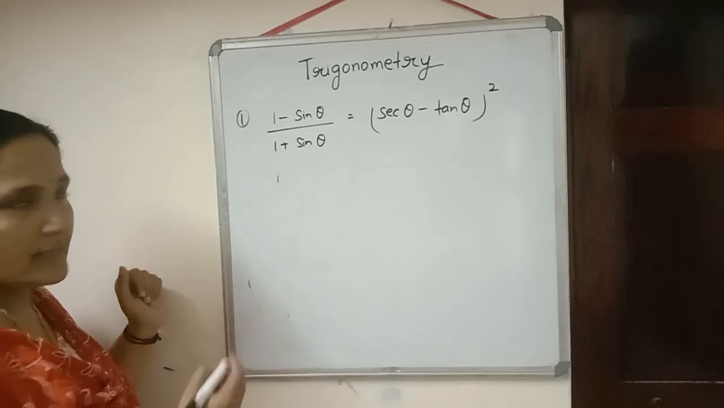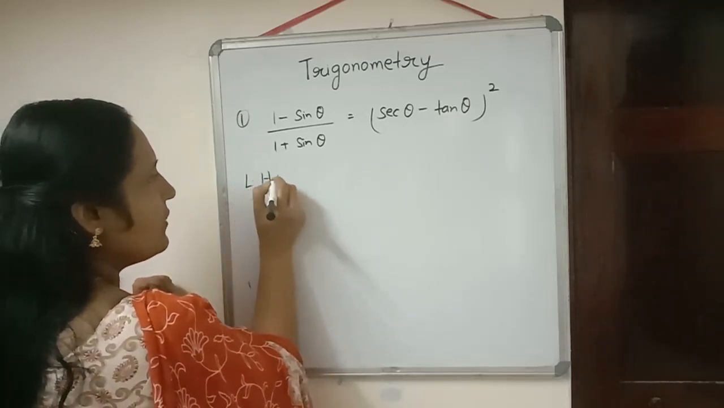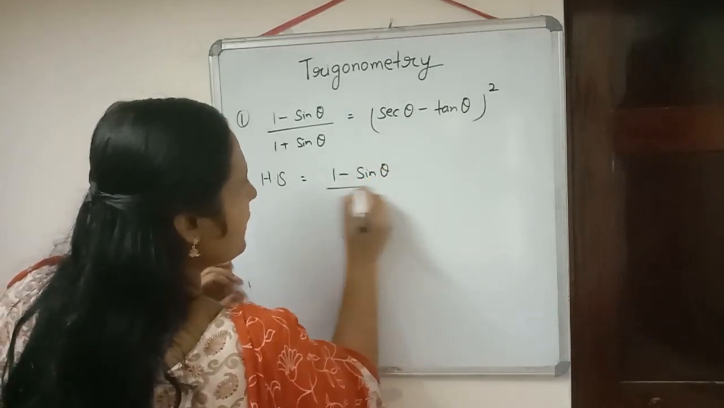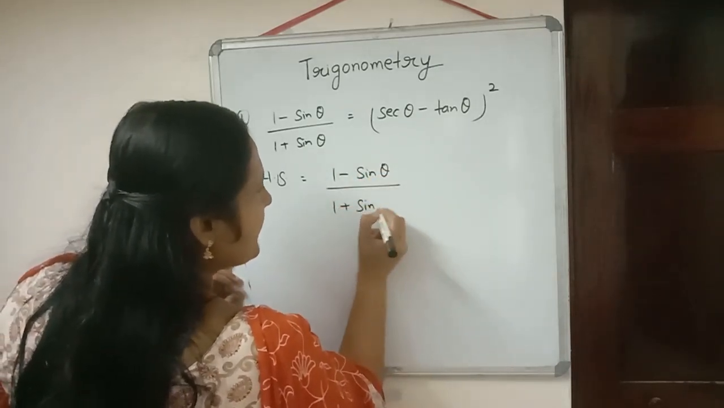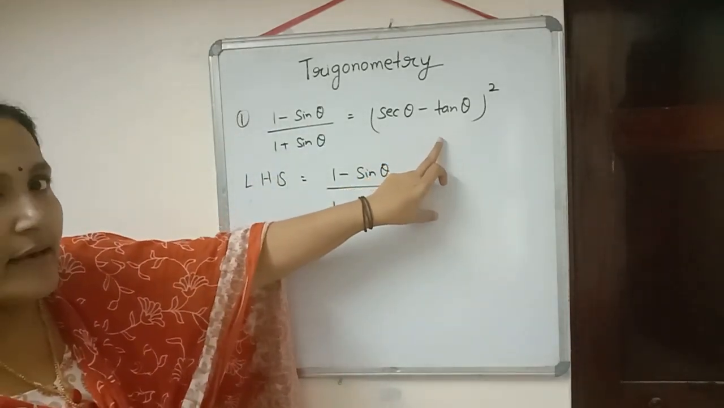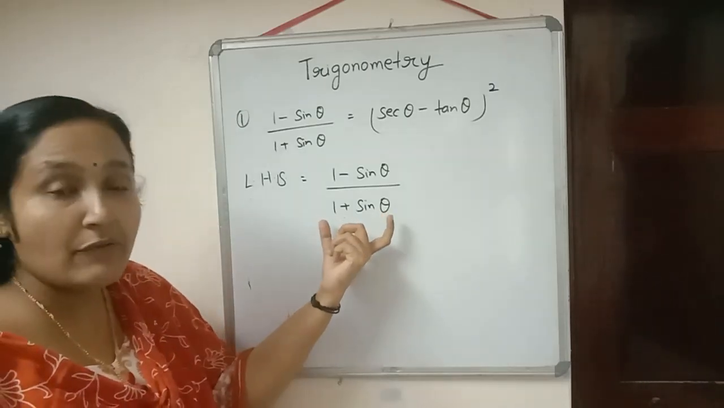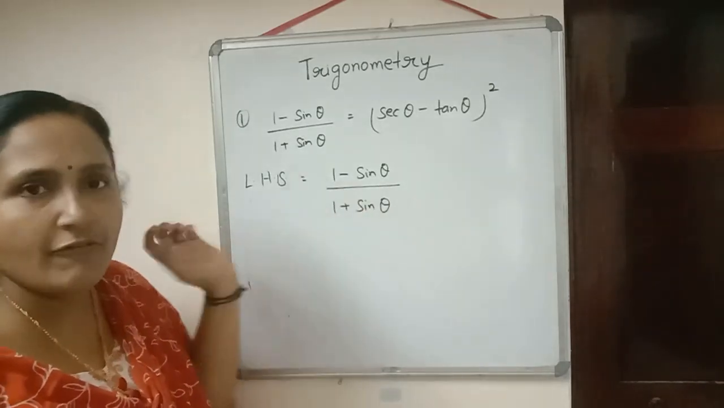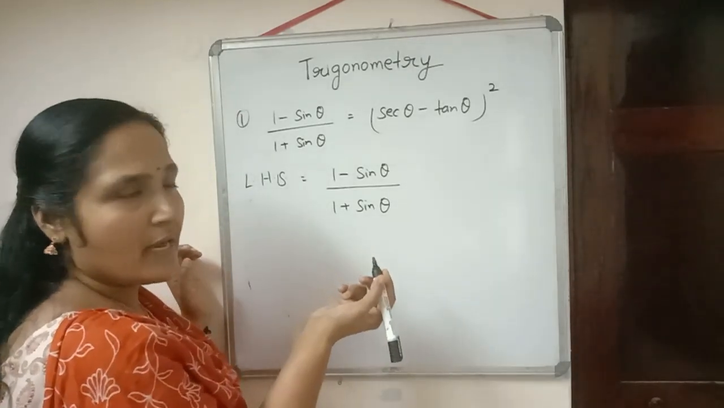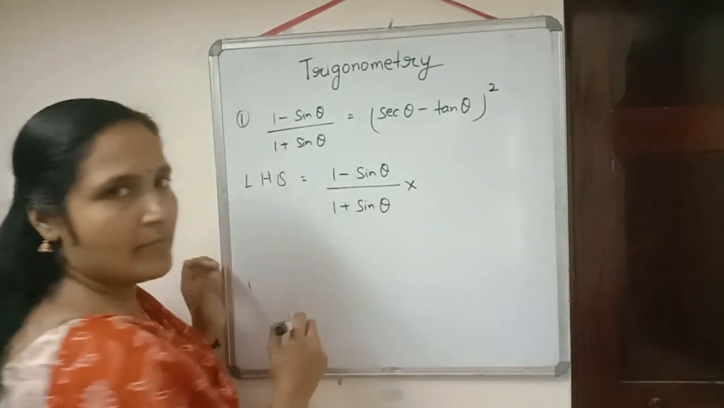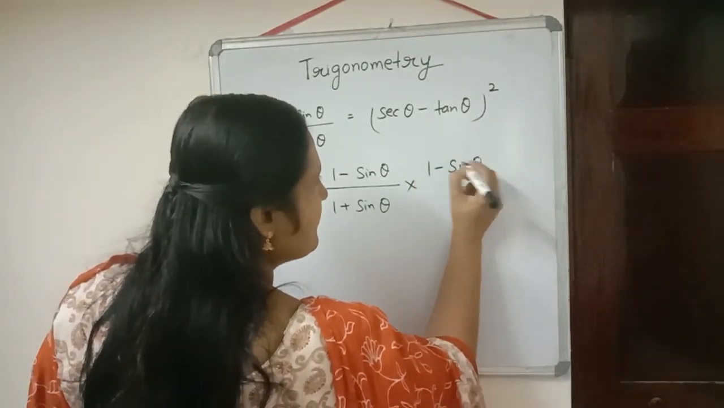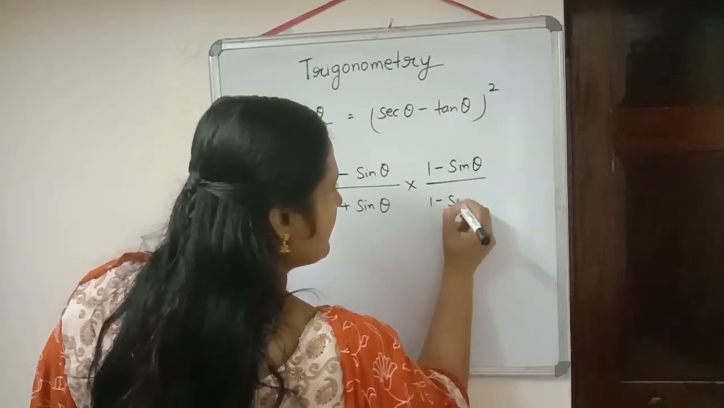So now we will start with the left hand side. Just write down our left hand side is (1 minus sin theta) by (1 plus sin theta). As you can check, the right hand side is in the form of complete square. So what we have to do? We have to convert this expression also in terms of complete square. So for that what we will do? Yes, only one option we have, rationalize the denominator. So we will multiply both numerator and denominator by (1 minus sin theta).